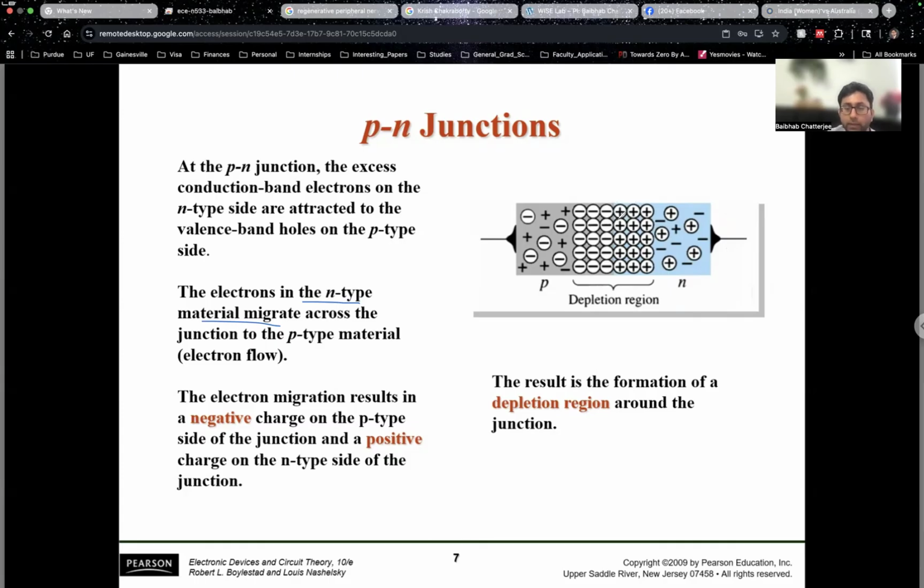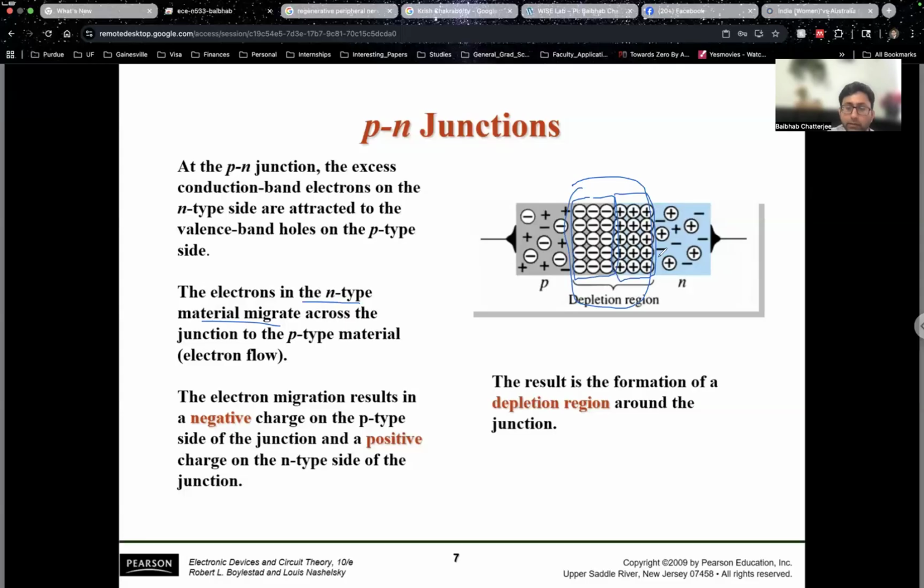Why is this happening? That is because there are excess holes on the left side, and there are excess electrons here, and they are very close to each other near the junction. So if they're very close to each other, they will just migrate and recombine. That's why in this region, you see that there are no non-encircled charges. There are no free electrons or free holes within this region.